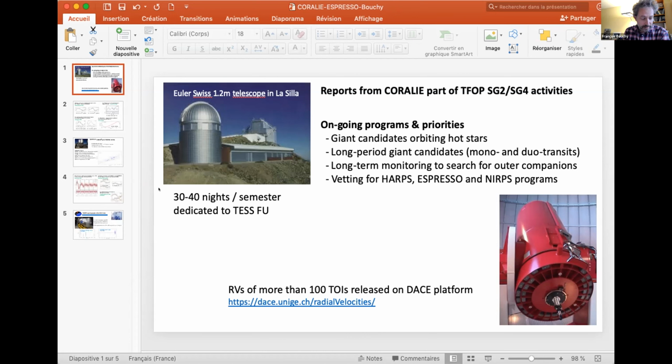I also wanted to add that we regularly release radial velocities from CORALIE, and so far we have more than 100 TOIs released on the DACE platform. And we should expect to have a new release maybe for Christmas this year.